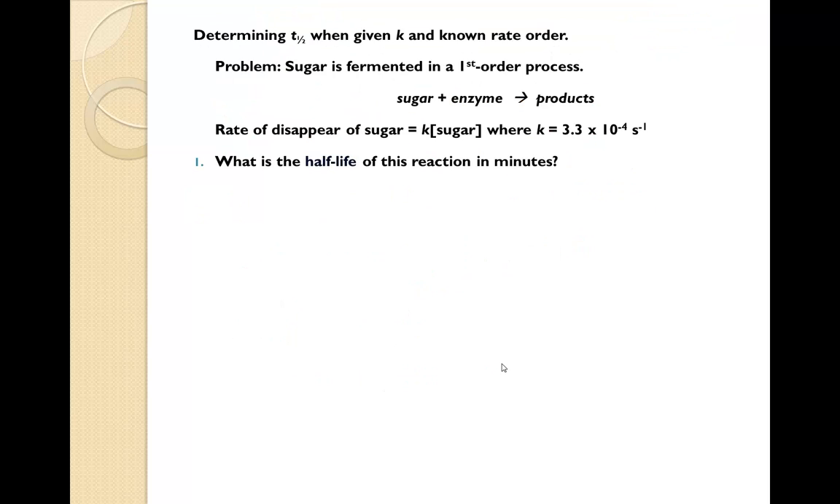Let's do a couple more. Determining the t of 1/2 when given k in the known rate order. Problem once again is sugar, and then once again is a first order process. The k is 3.3 times 10 to the negative fourth s to the minus 1. Notice this is a lot faster because we have an enzyme involved. What is the half-life of the reaction in minutes?